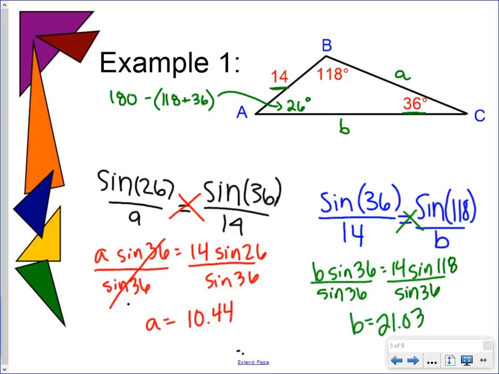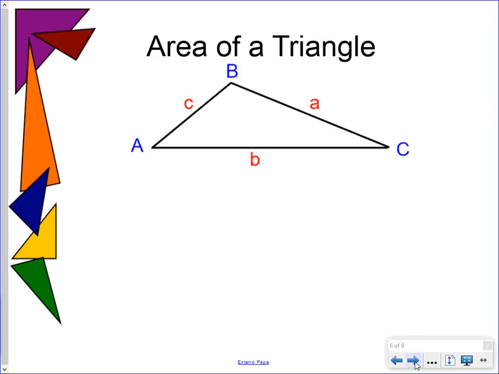Okay, we have one other thing that we want to talk about real quick. It's another formula. It is the area of a triangle. Could you please tell me how to calculate the area of a triangle? 1/2 times base times height. Excellent. I'm going to write that right here. Area equals 1/2 times base times height.